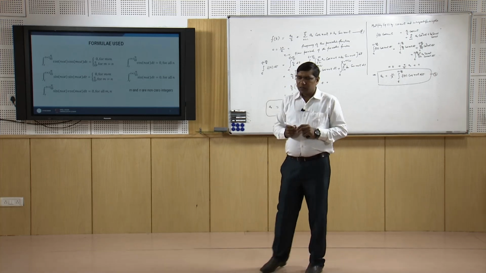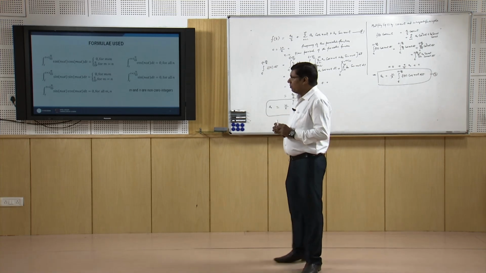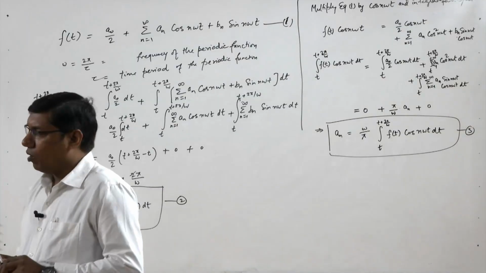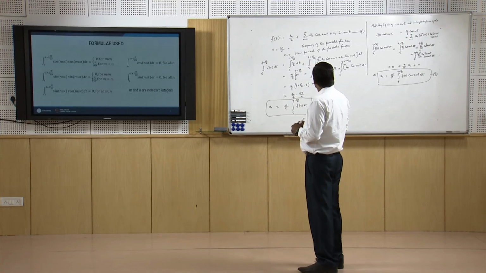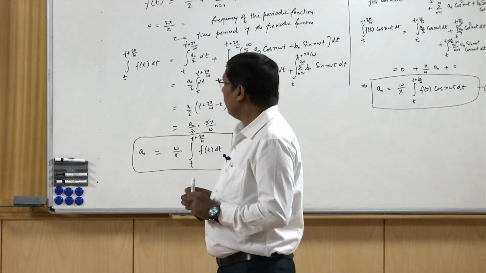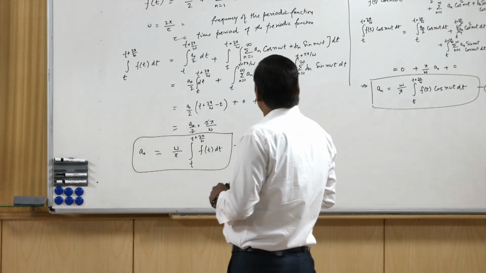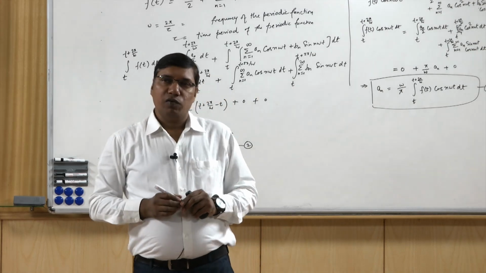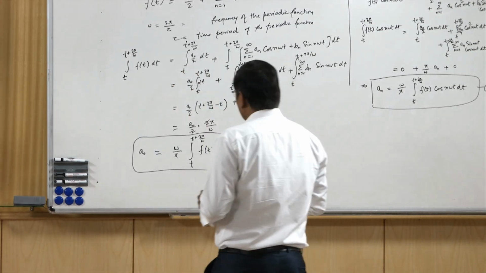So, in order to get bn, we will follow the similar process that we did for cos to find an. So, we will multiply this time with sin n omega t. The equation 1 will be multiplied by sin n omega t and it will be integrated for one cycle. So, let us do.